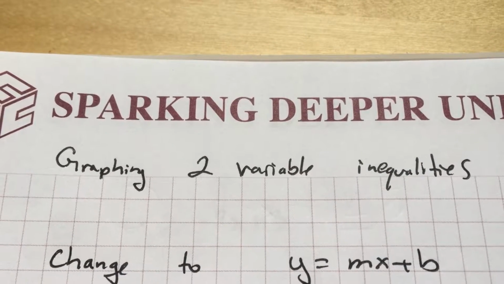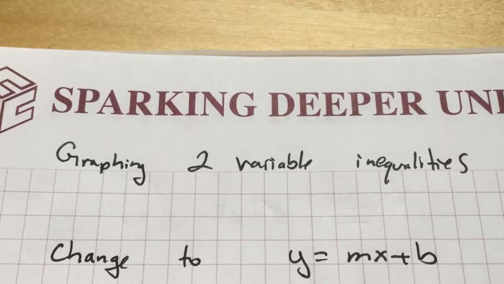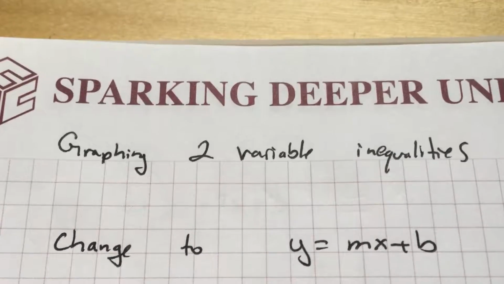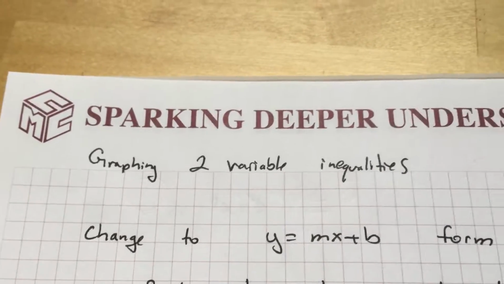All right, so we're going to be graphing two-variable inequalities. We're going to graph two types: lines and exponentials. So let's first focus on lines because they're the easiest.